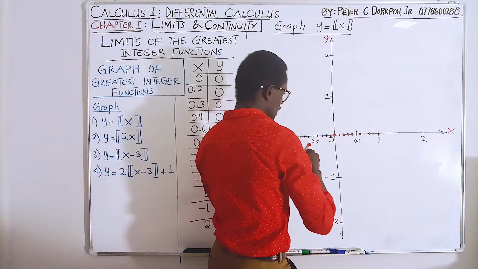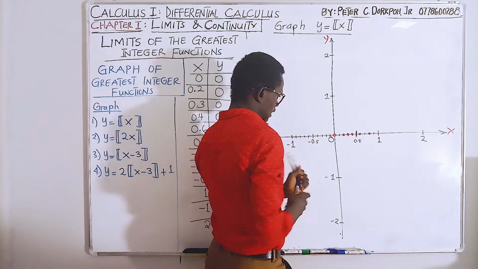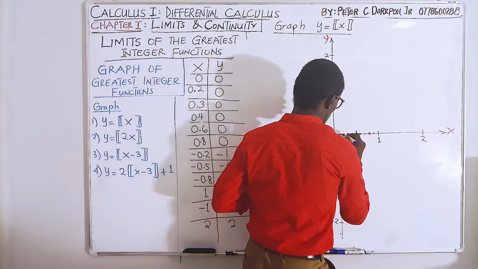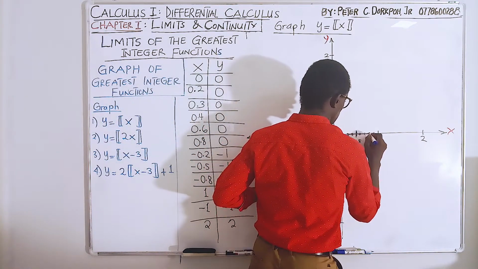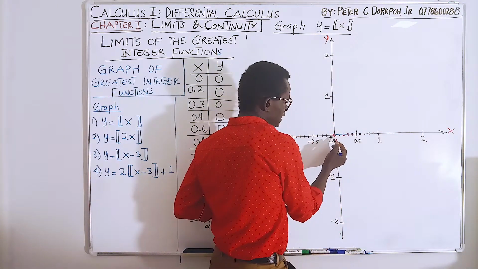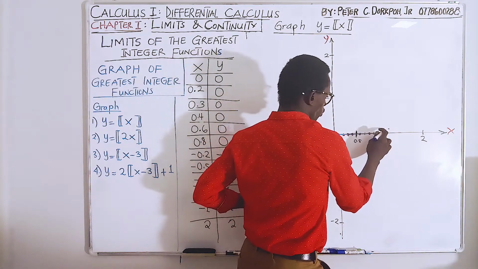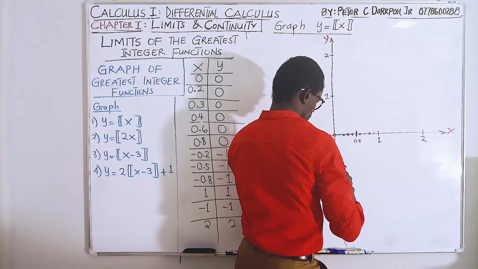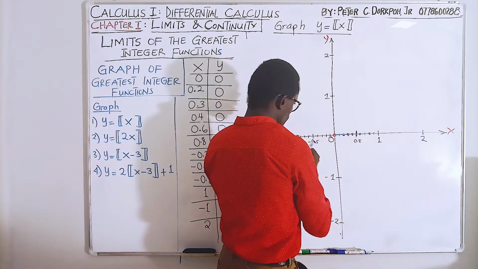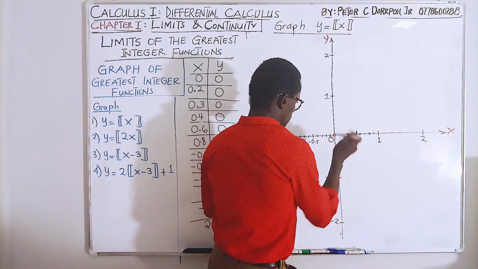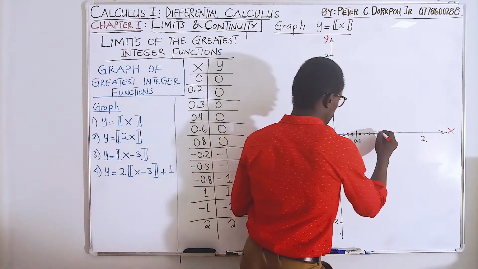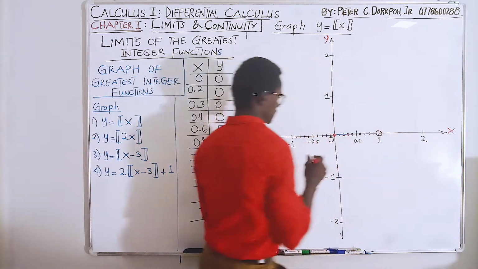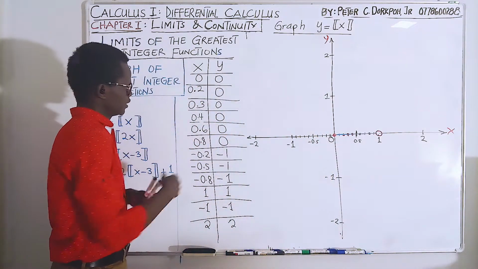So you have a long line that is between 0 to 1, but 1 is not part of it. So it is closed at this point and it opens at this one, right?